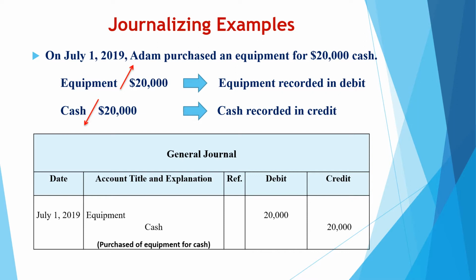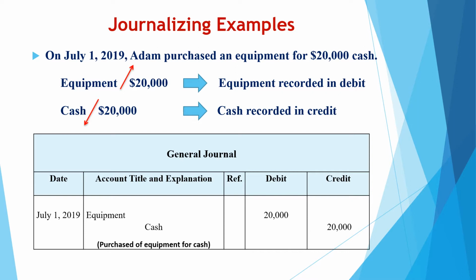The example is, on July 1st, 2019, Adam purchased an equipment for $20,000 cash. So what's going on here? We purchase an equipment and we pay cash. When we purchase an equipment for 20, the equipment must be increased by $20,000. And when we pay cash of 20, the cash account must be decreased by 20.